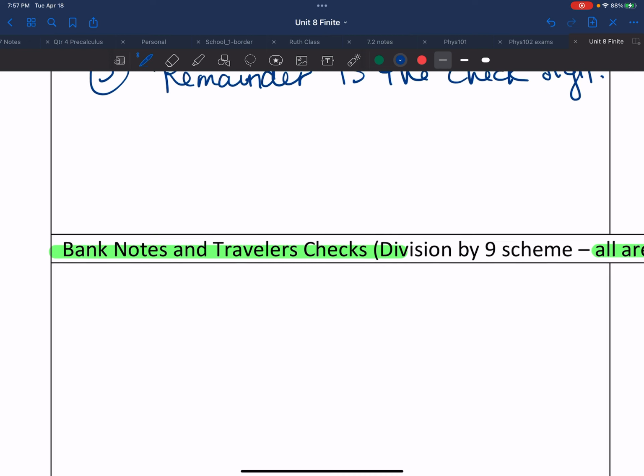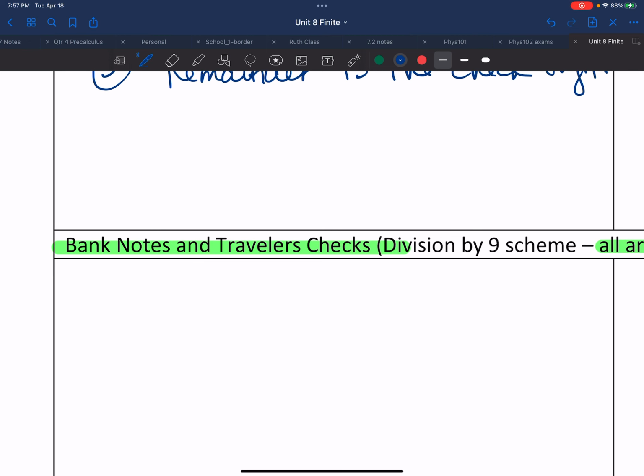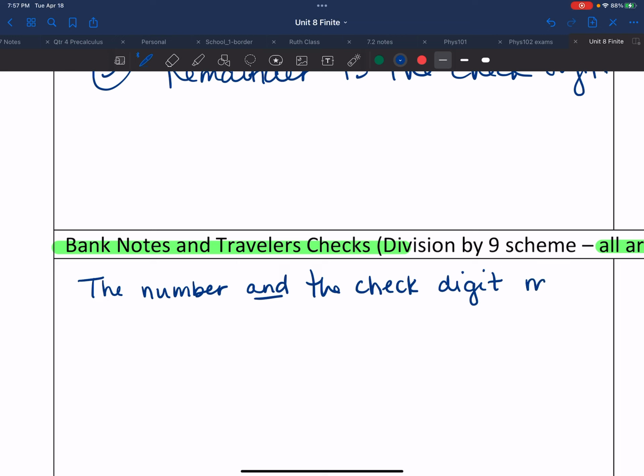All right, so the first thing I'm going to do is tell you exactly what the definition is. So the number and the check digit must be evenly divided by 9. Okay, so we're going to add up the whole thing.